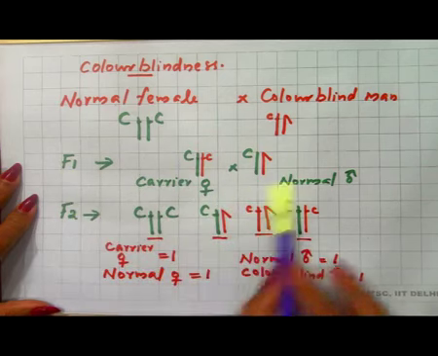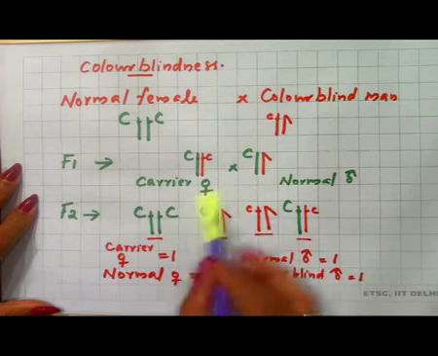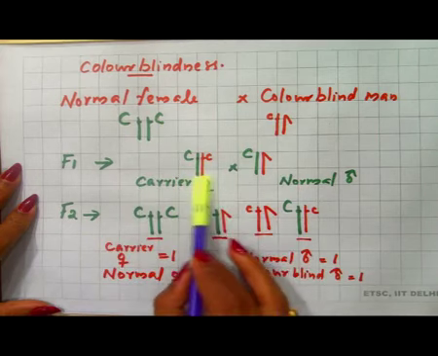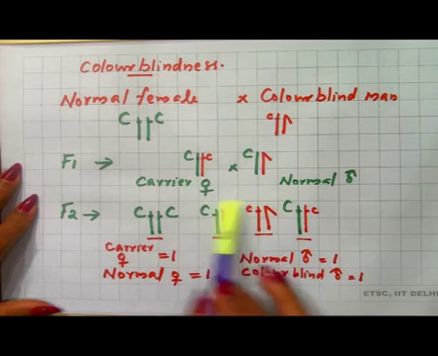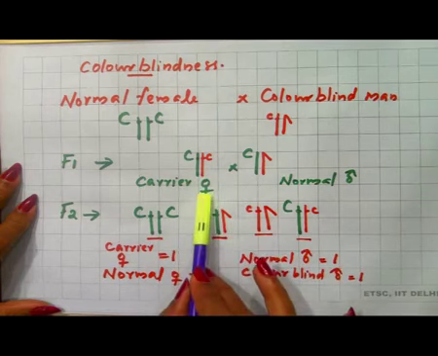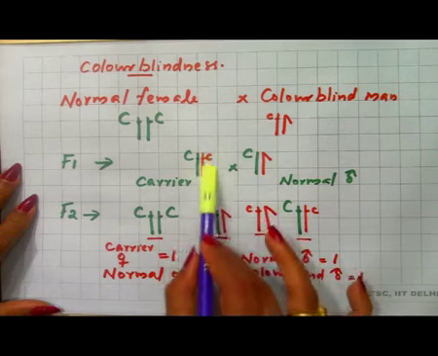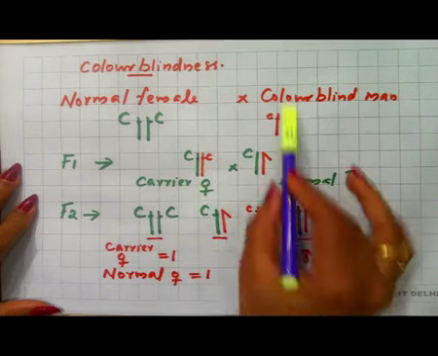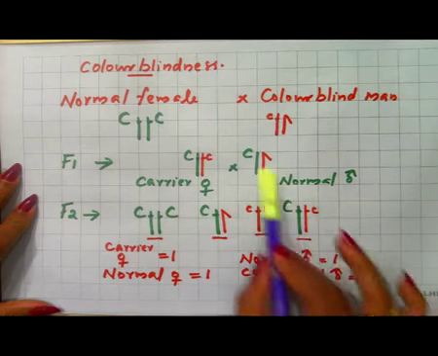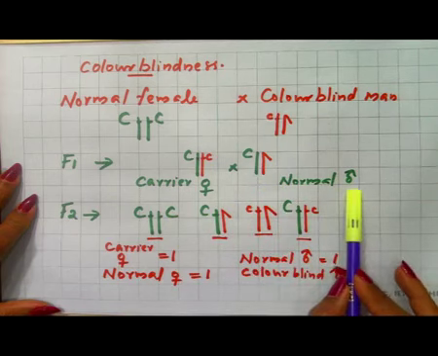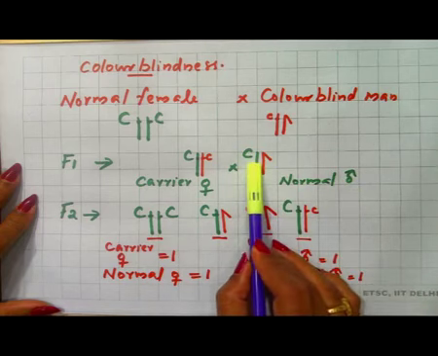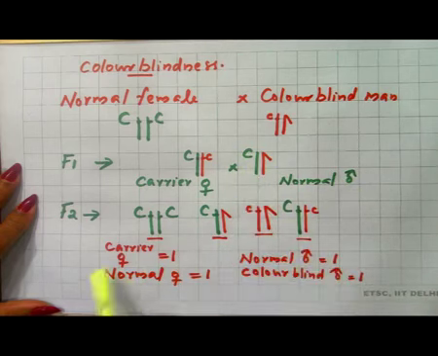Now, the possible progeny here has capital C and small c alleles together. This will be a carrier female because it carries the small c allele for color blindness. Here, this is a normal male individual, because the X chromosome contains capital C allele.